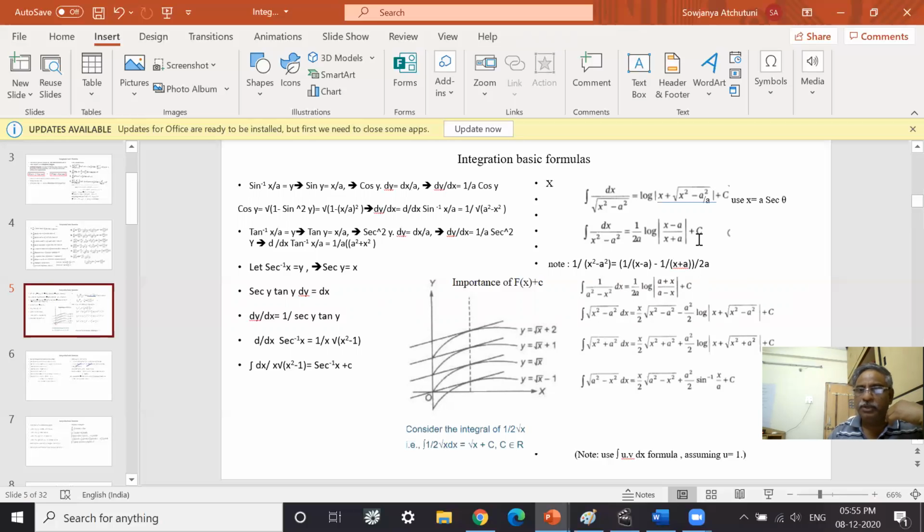Not by heart, but we have to memorize this formula. We have to write it either as cos h inverse x by a or write it as this. This also we have to memorize, but at that time we can take x minus a and x plus a, use partial fractions, and use the logarithmic property, log of x minus a plus or minus log of x plus a, log of x minus a by x plus a. Better to memorize this. These are the basic ones to memorize. This is a derivative to memorize.